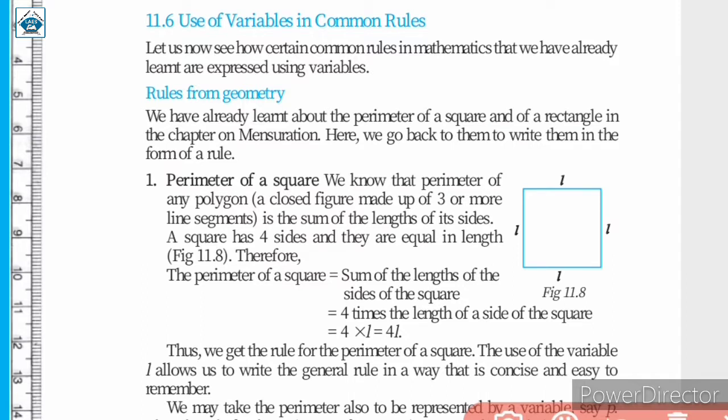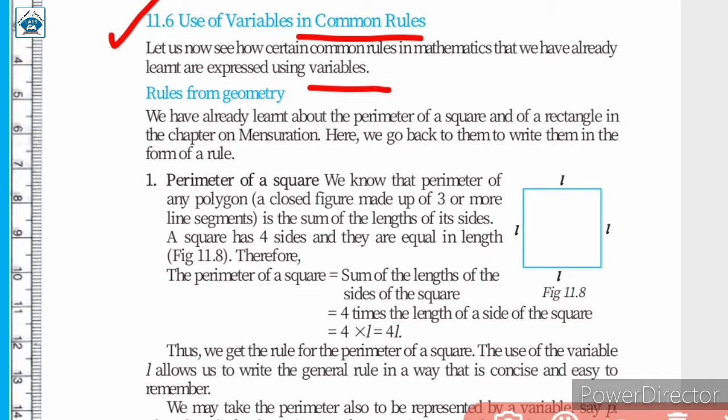Hello students, let us continue chapter 11 Algebra. The next topic we are going to discuss is use of variables in common rules. So under this topic we will see how certain common rules in mathematics which we have already discussed before are expressed using variables. We already know the meaning of the word variable.